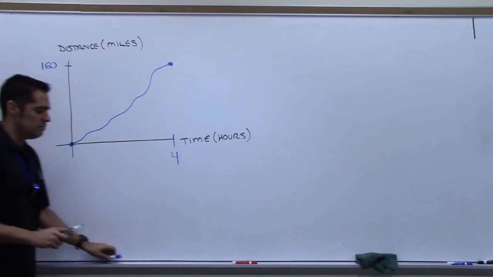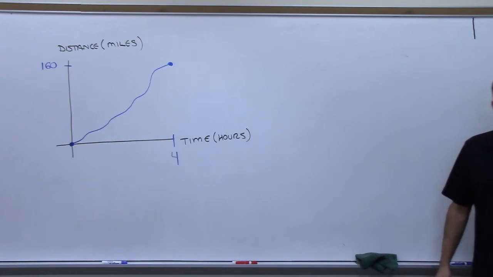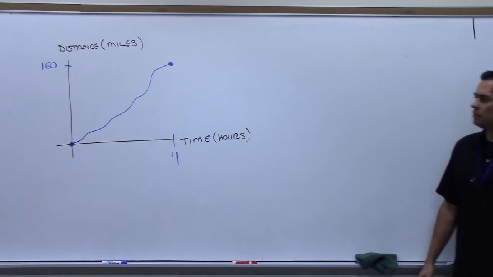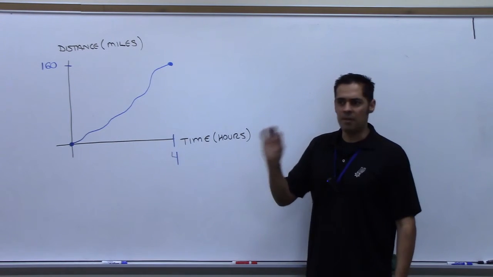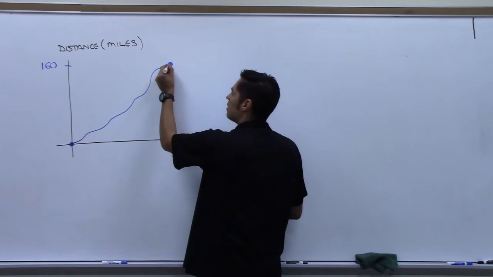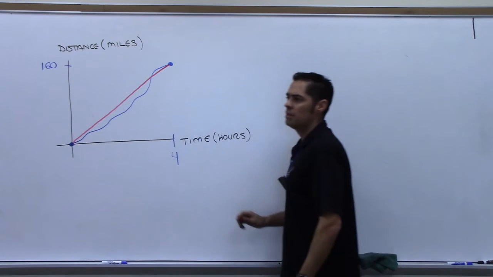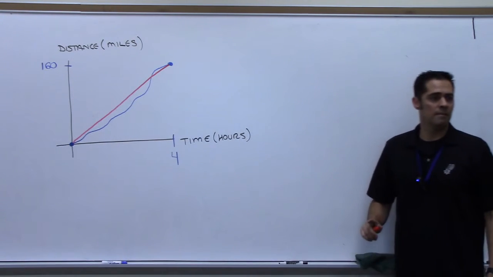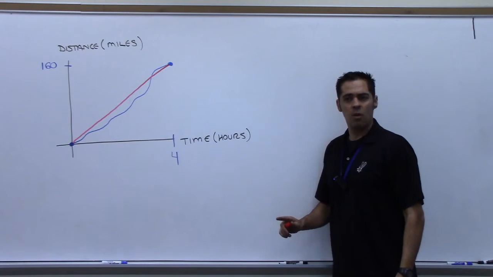First question, what is your average speed? 40 miles per hour. 40 miles per hour. How are you getting that? Divided by 4. Okay, you're taking 160 dividing by 4. But geometrically, what you're actually doing is you're connecting this point, the ending point to the starting point, and you're creating a line. And you're finding the slope of that line. Because what is the slope of this line?